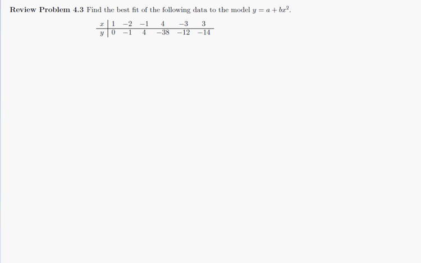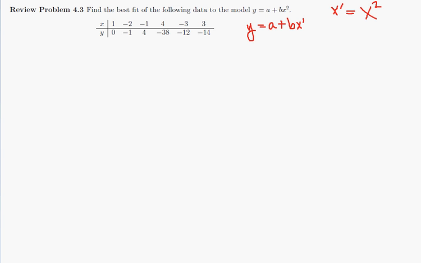Let's take a look at review problem 4.3, finding a best fit for an intrinsically linear regression model, y equals a plus bx squared. We call this an intrinsically linear regression model because a very simple transformation will make this linear. If I let x prime be equal to x squared, then the equation simply becomes y is equal to a plus bx prime. And that is something that is linear and therefore can be fit using the techniques of linear regression that we already know.